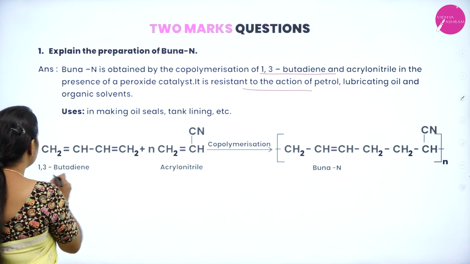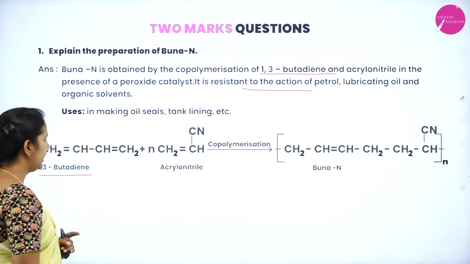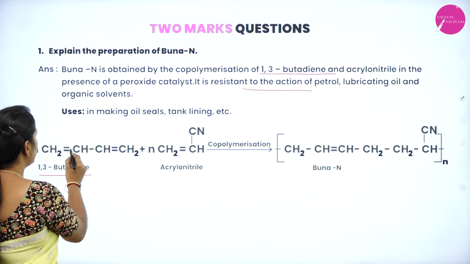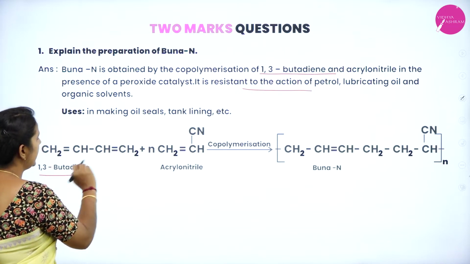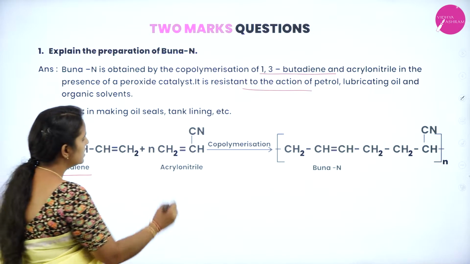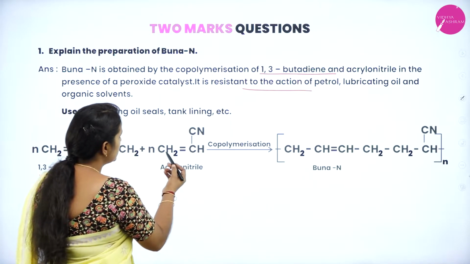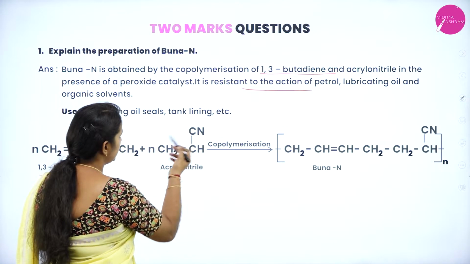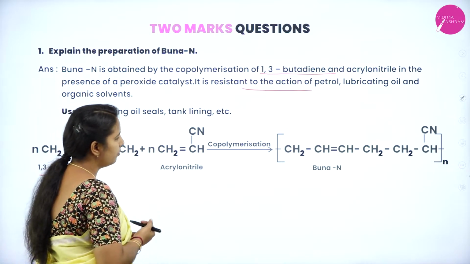You can see that this is 1,3-butadiene, so it is CH2 double bond CH, CH double bond CH2. And this is acrylonitrile, so it is CH2 double bond CH and CN, which undergo copolymerization.